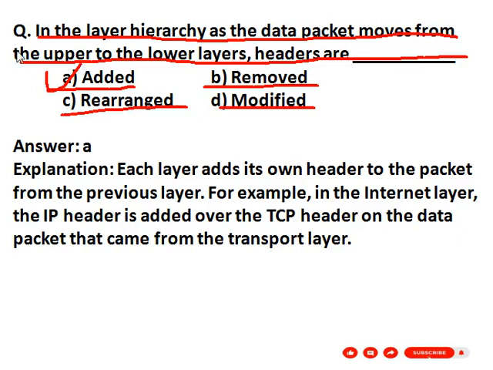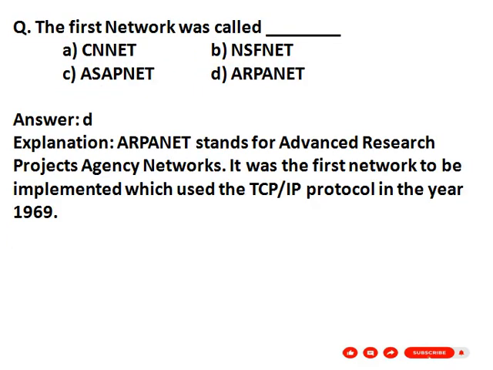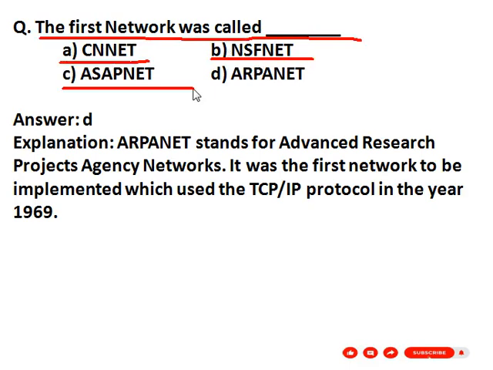Our next question. The first network was called dash. Option A. CNNET, B. NSFNet, C. SAPNet, D. ARPANET. Your correct answer is option D.